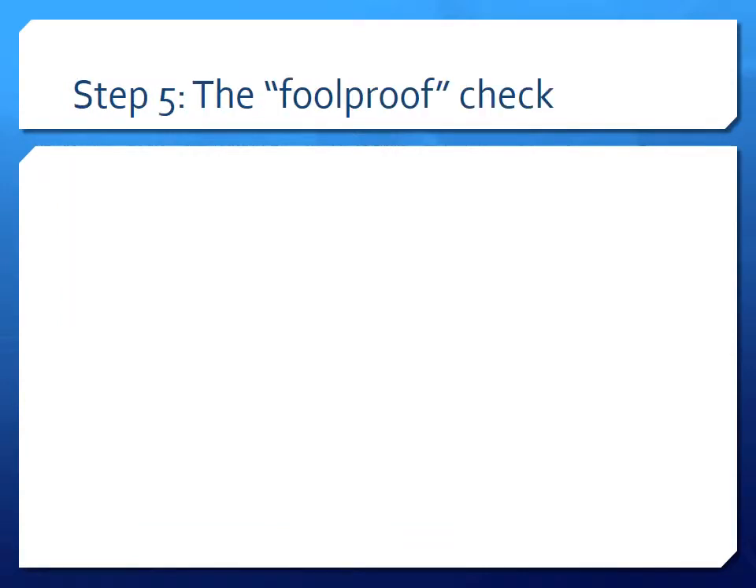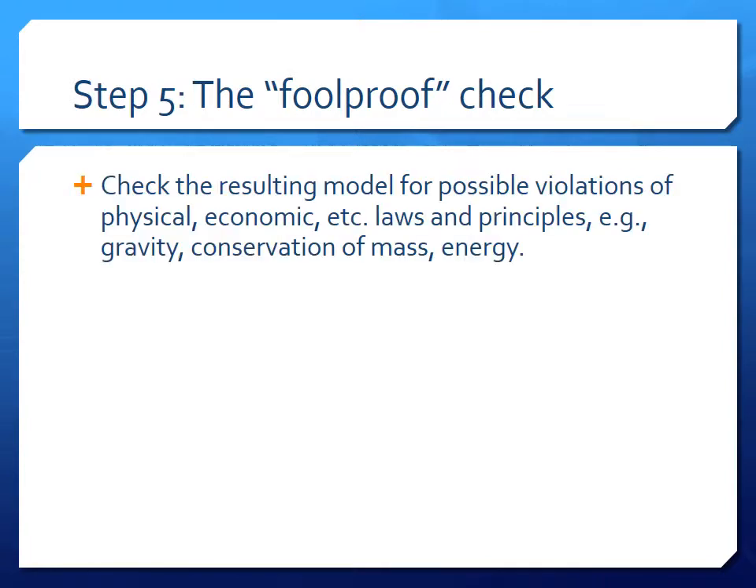So the next step is what I refer to as the foolproof check. The idea here is to check the resulting model for any possible violations of physical, economic laws and principles: gravity, conservation of mass, energy. Things that are obvious that shouldn't be violated, just as a foolproof check.